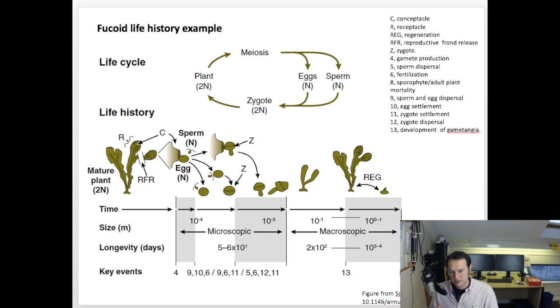So here we have some simplistic representations from Gill and Foster, which I recommended as a good paper to have a look at. A mature fucoid produces a conceptacle within the receptacle, eggs and sperm are extruded, and they're fertilized to form a zygote. In some cases you may have self-fertilization. These produce propagules, which then grow into an adult alga. That's it. Easy peasy lemon squeezy, really.